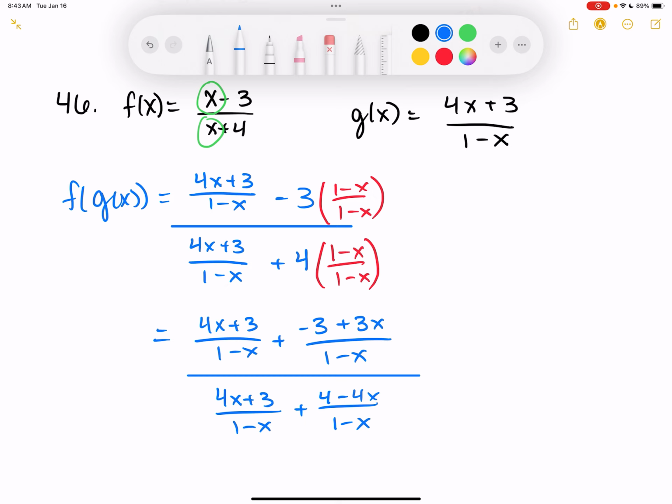Are we tracking so far? Yeah, there's a lot happening. Sort of, kind of, maybe.